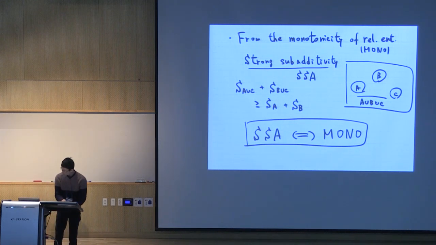And now, let's move to another measure. It is called the relative entropy of entanglement. So this is another example. This is example 2.